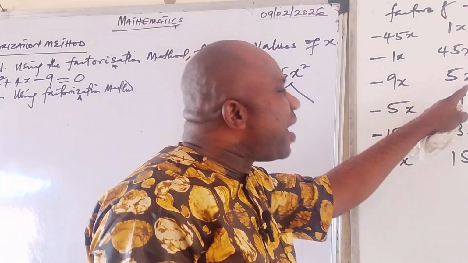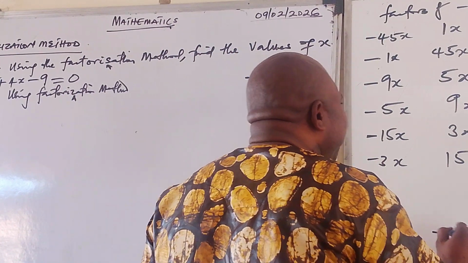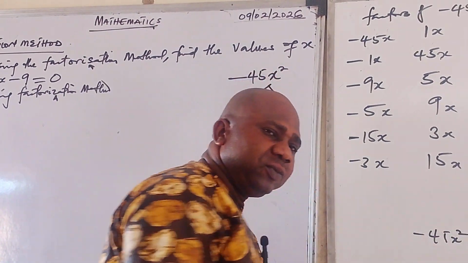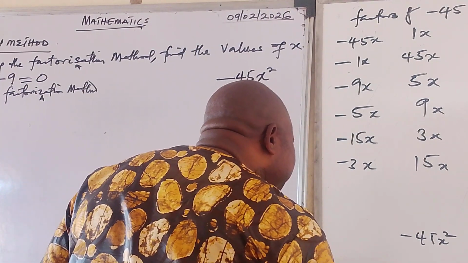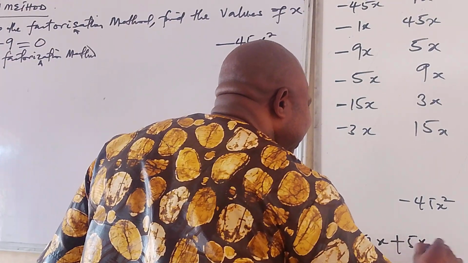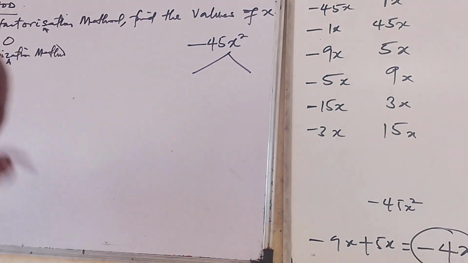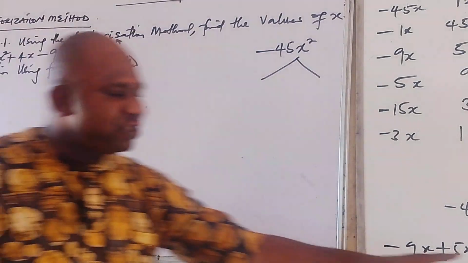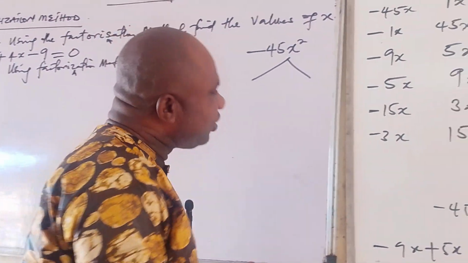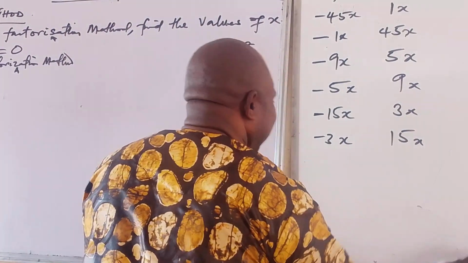Minus 9x times 5x will give us minus 45x squared. Minus 9x plus 5x will give us minus 4x. Remember, what we need is plus 4x, not minus 4x. Now let's try the next factor.